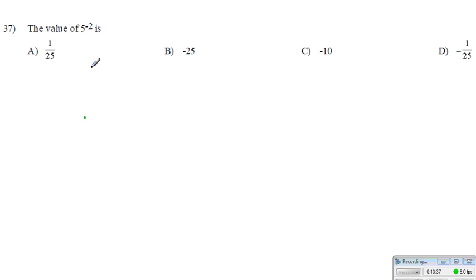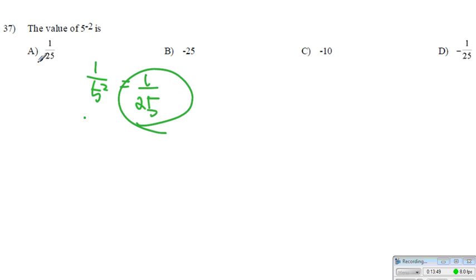Here, negative exponent means 1 over 5. And then you have to square that. So the square will be right over here, which is equal to 1 over 25. 25 is the square of 5. So choice A will be our answer.